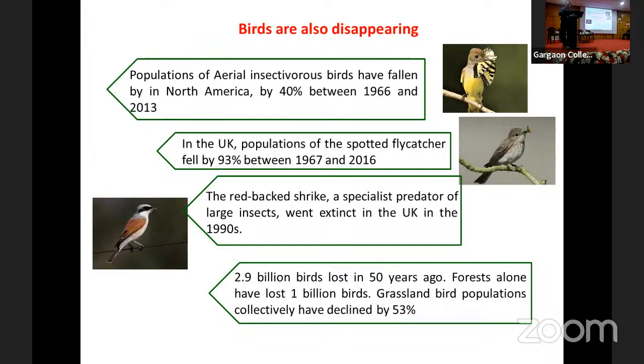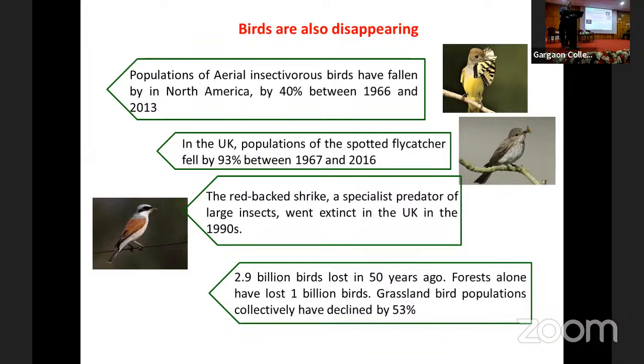But what happens? For example, one physical thing is coming up, because most of the birds are insect birds, and they are also declining. For example, insectivorous birds in North America fell by 40% from 1996 to 2013. In the UK also, birds like spotted flycatchers, which only eat insects, fell by 93% between 1967 and 2016, because the insects are decreasing and this is their only food source.